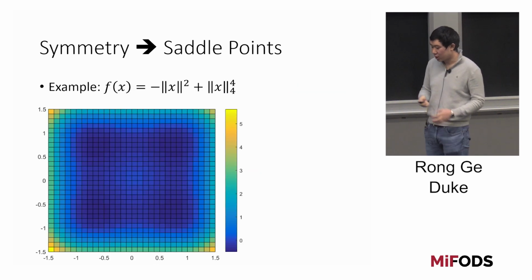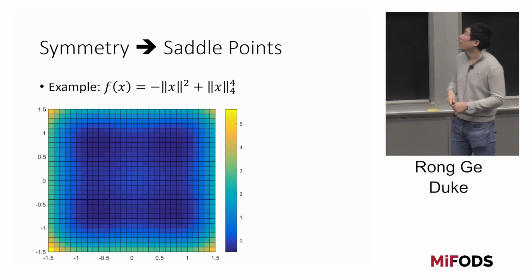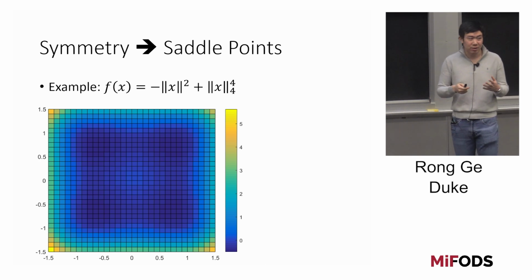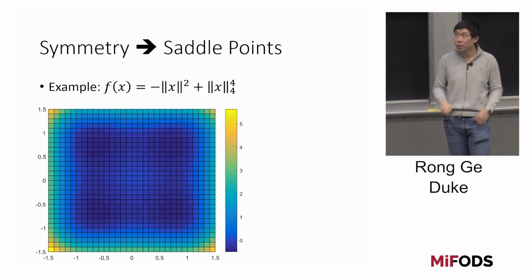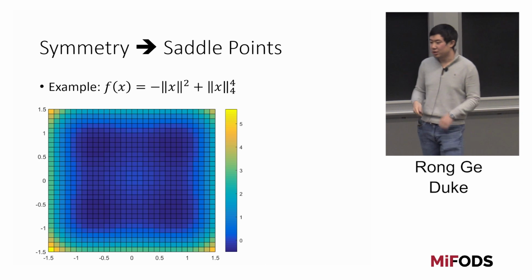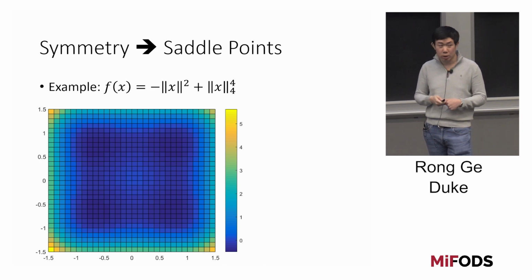So symmetry not only makes sure that your objective function is non-convex and has many equivalent local and global optimal solutions, it actually also ensures that your objective function is going to have saddle points. So here's a simple example of that. This is an objective function on a vector x in 2 dimensions, and the objective function is minus the norm of x squared plus the norm of x to the 4.